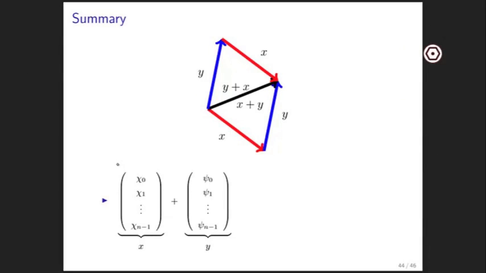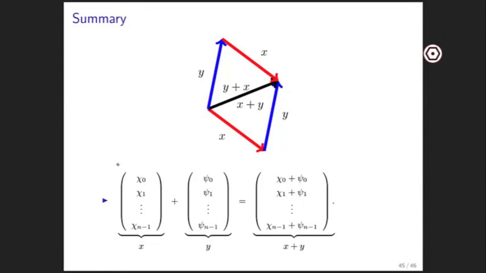And if you just look at x and y as the separate components, all you need to do is add corresponding components together to get your vector x plus y.